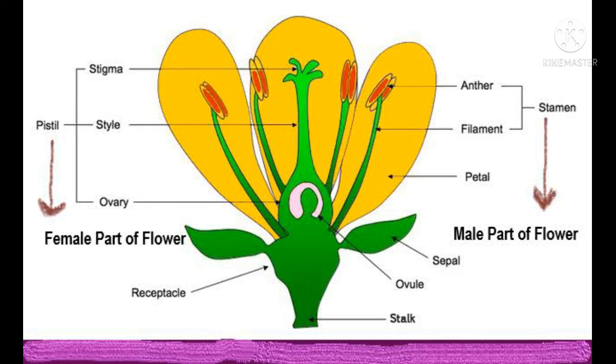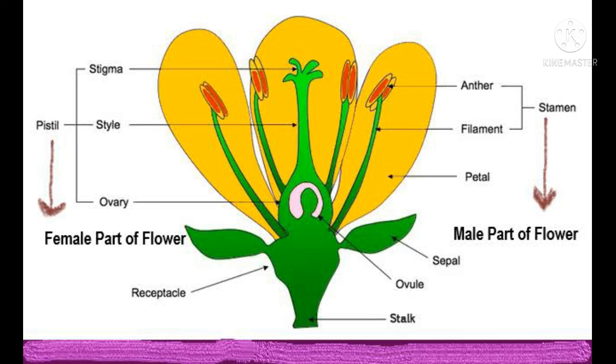A pollen grain is a spherical body having two layers, meaning an outer membrane and an inner membrane. The outer membrane is spiny, having hooks and spines on it, and is known as exine, and the inner membrane of the pollen grain is known as intine.